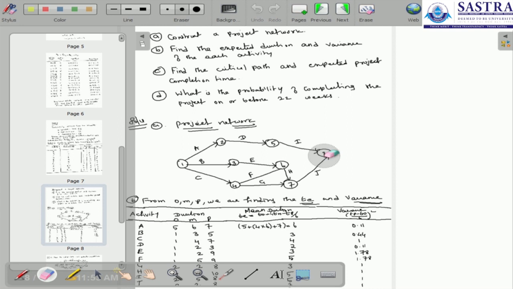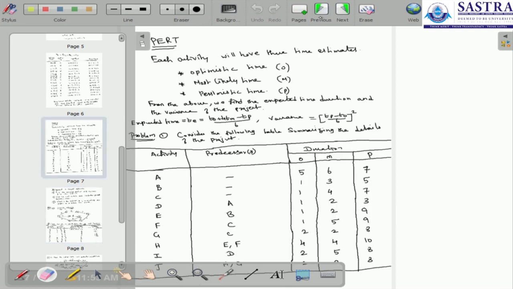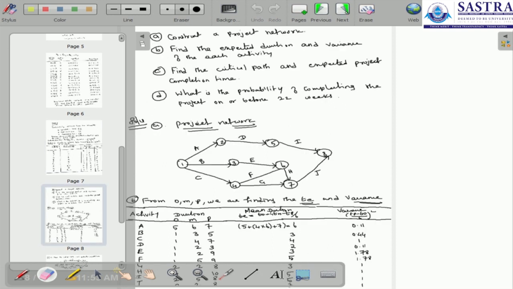So already we have defined the fifth node to eighth node, that is I, and finally we can conclude the activity J, whose predecessors are H and G. So here H and G will be from the seventh node. From the seventh node to eighth node, we have to draw the activity J. Now this is the project network, and the second thing is we are going to identify from the duration OMP.